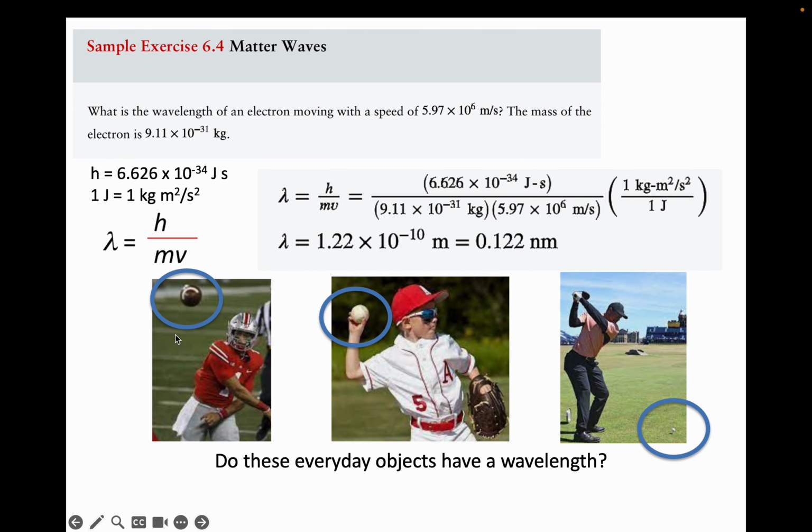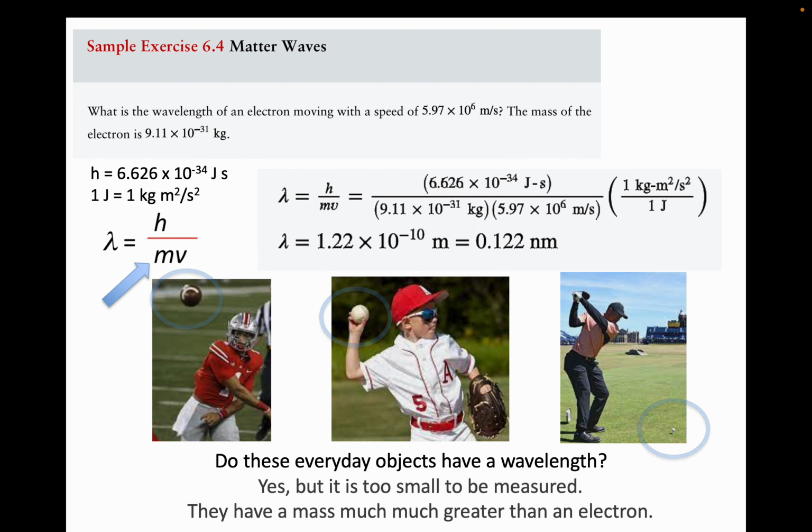But if we consider these everyday objects, football, baseball, golf ball, what about their wavelength? Everyday objects such as those, they do have a wavelength, but it is extremely small, way too small to be measured. And the reason why is because their mass is so much larger than the mass we'd use for an electron. If the denominator here is huge, the wavelength becomes ridiculously small. So we can say that everyday objects do have a wavelength, but it's too small to be measured.